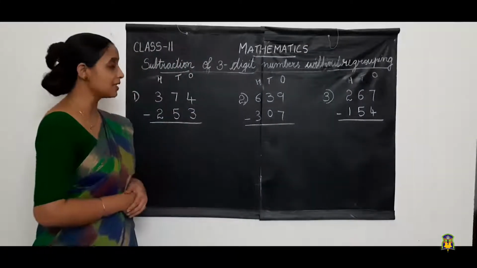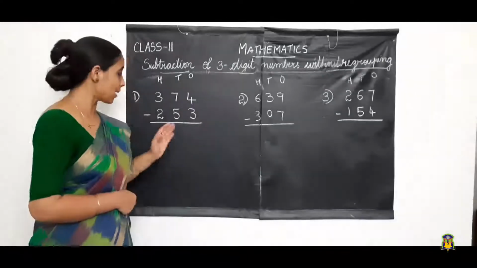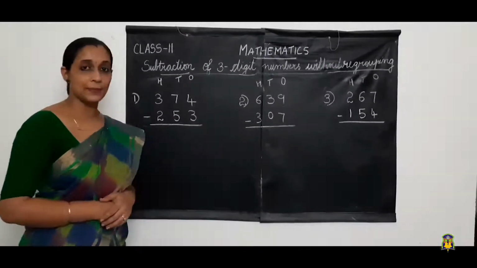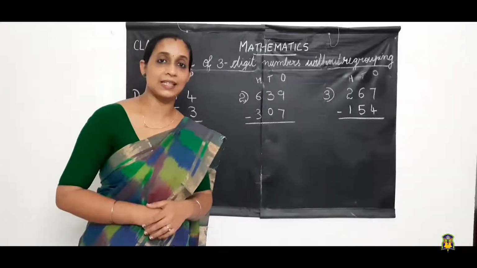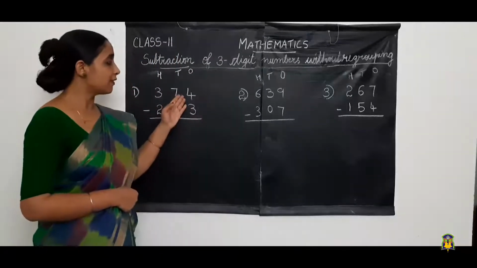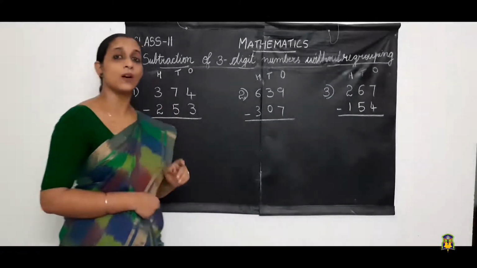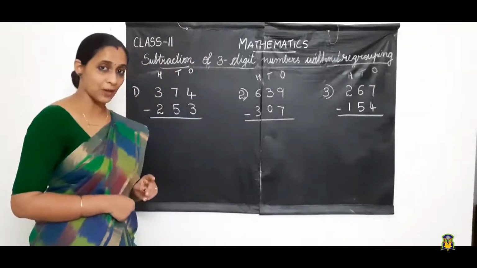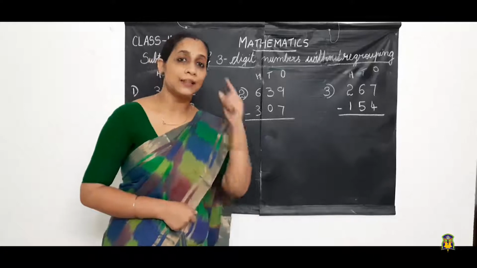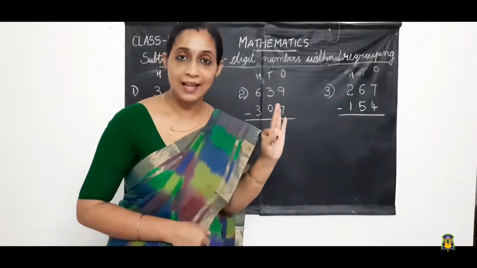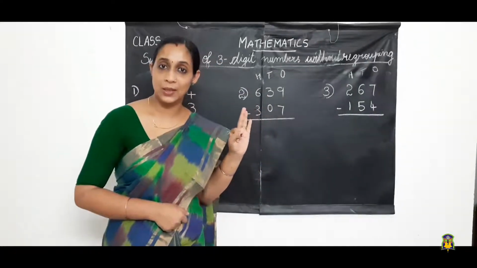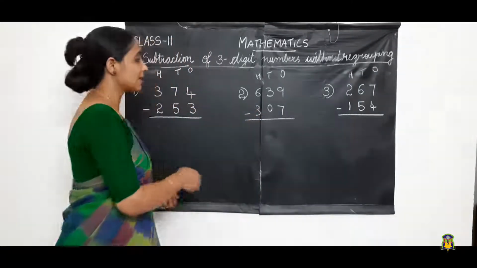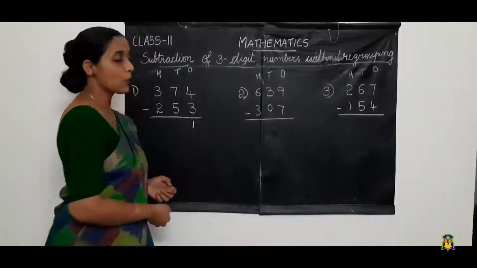Here the first problem is 374 minus 253. Okay, so we are doing subtraction in ones place first. In ones place, we have the numbers 4 and 3. 4 is greater than 3, so subtraction is possible. And how do you do that? 4 in mind, 3 in hand. We are doing backward counting. Before 4, 3, 2, 1. Okay, so here it is 1.